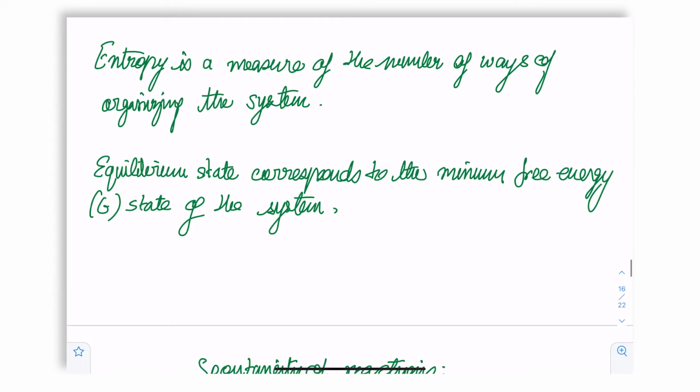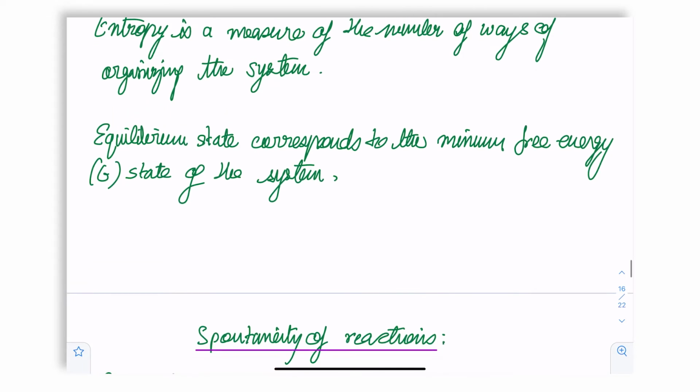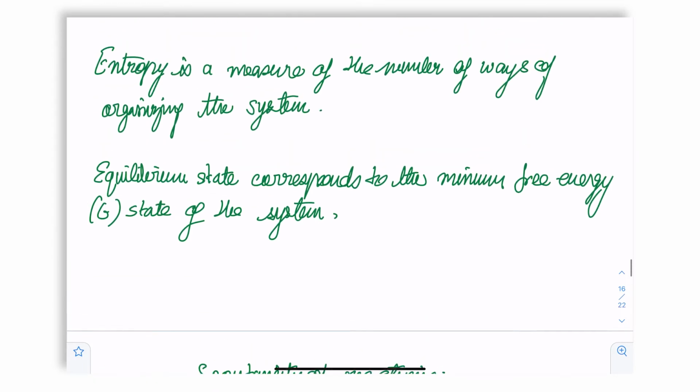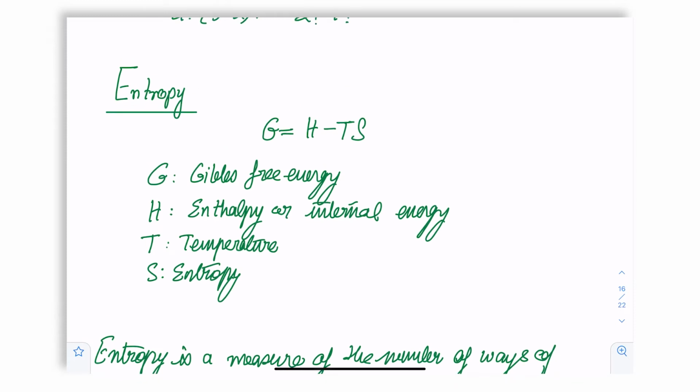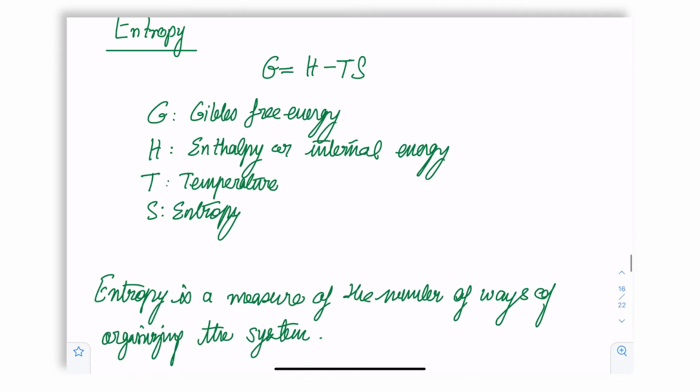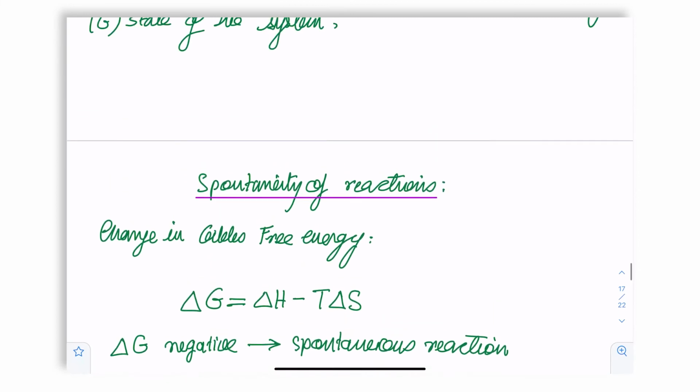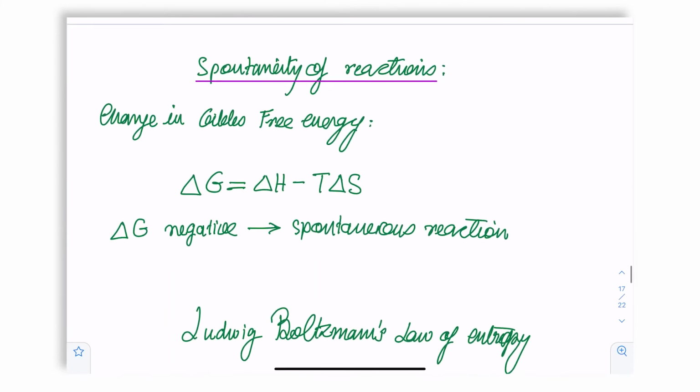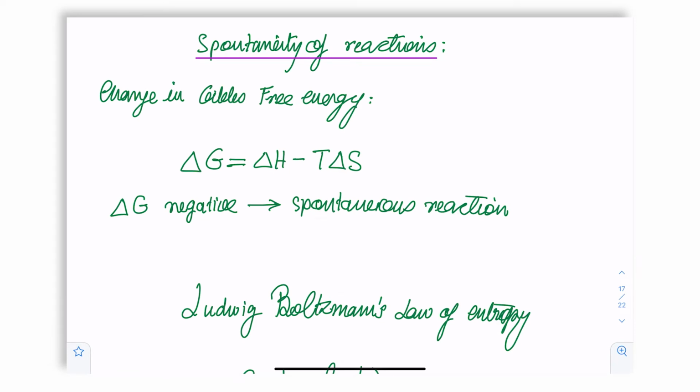We also say that the equilibrium state of any system corresponds to the minimum free energy G of the system. That is, either S is very high or H is very low. The idea that S is very high is part of your second law of thermodynamics. In such a system, the spontaneity of a reaction is determined by the change in Gibbs free energy. And again, that gives us delta G is equal to delta H minus T delta S. Delta G negative indicates a spontaneous reaction. This was as far as the thermodynamics goes.